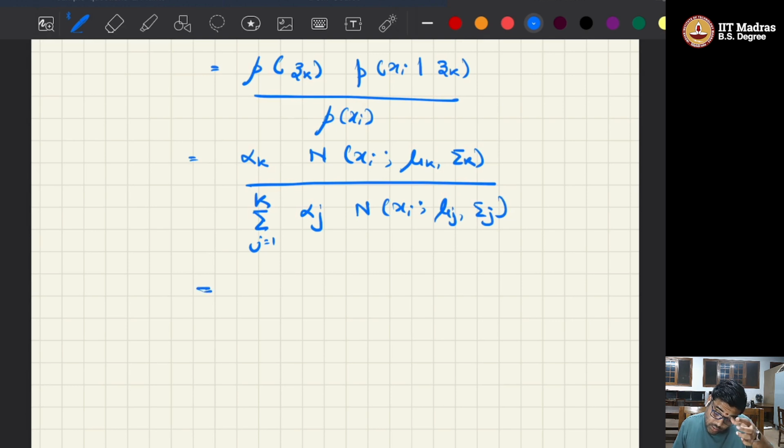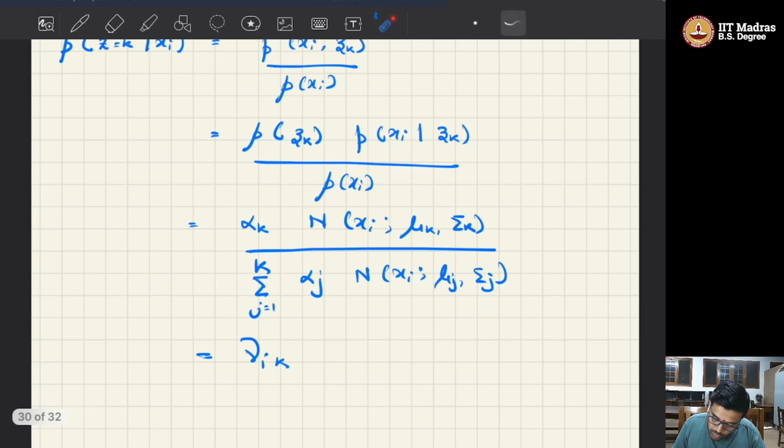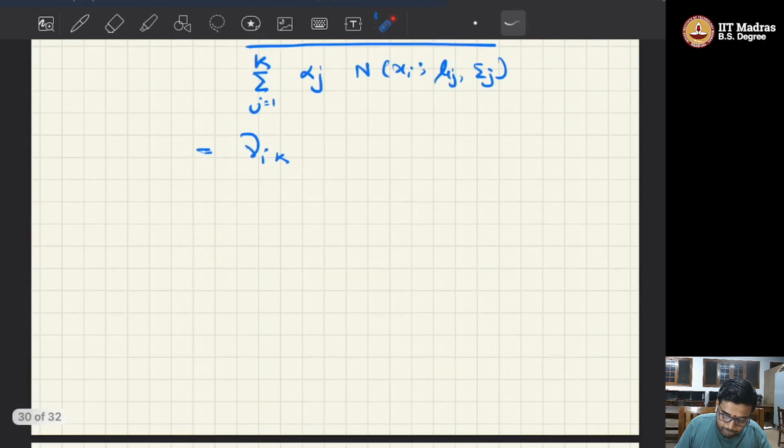Now we call this, for the ith point, the responsibility that the kth Gaussian will take. This is one important value that we should be computing. Now let's proceed similarly.